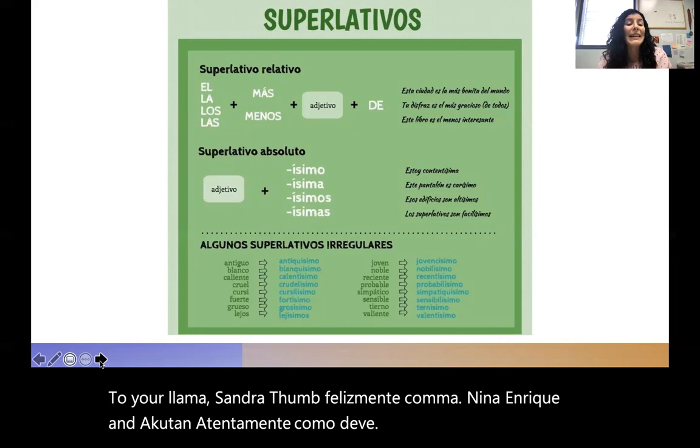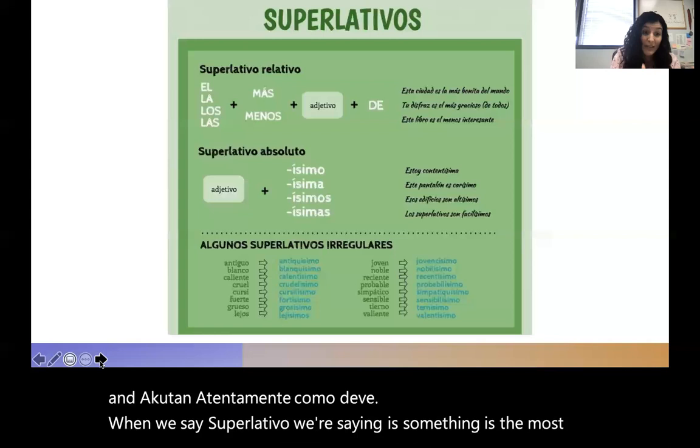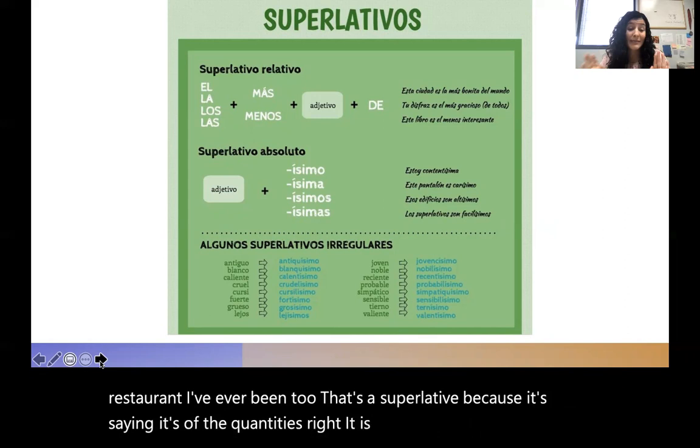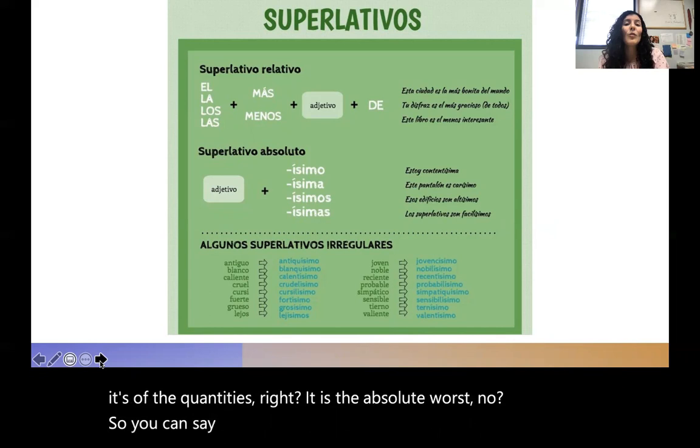When we say superlativo, what we're saying is something is the most of, or the worst of. If we went to a restaurant and we said, oh, this is the worst restaurant I've ever been to, that's a superlative because it's saying it's of the quantities. It is the absolute worst. So you can say it as es el más o menos de. Esta ciudad es la más bonita del mundo. This city is the most beautiful in the world.